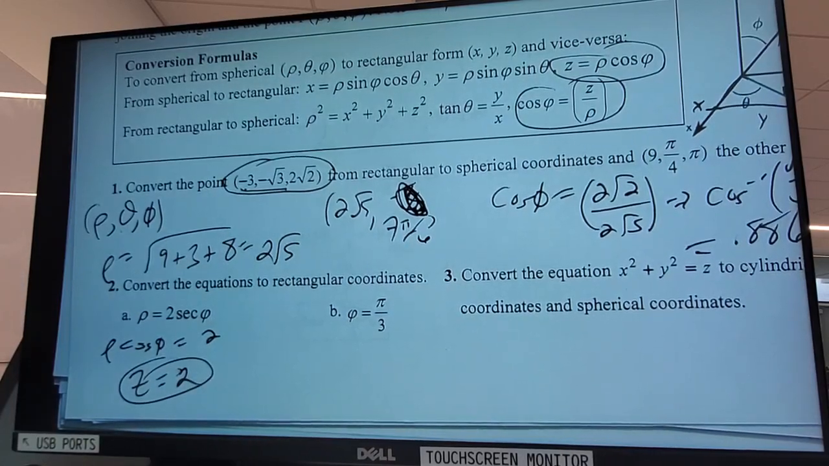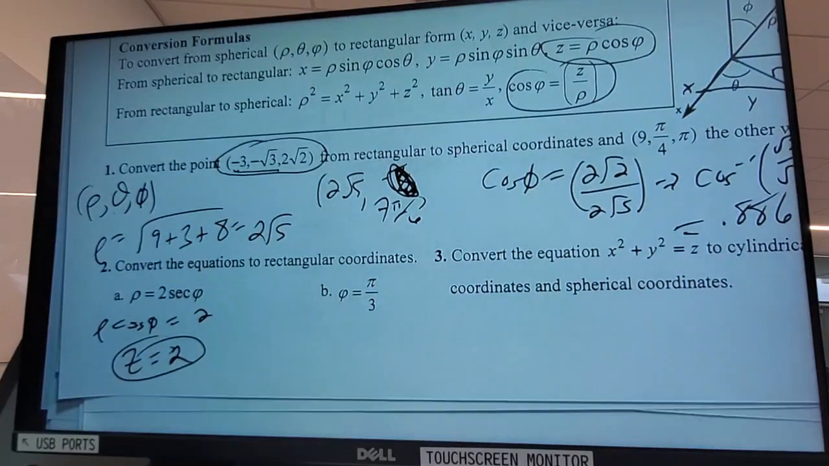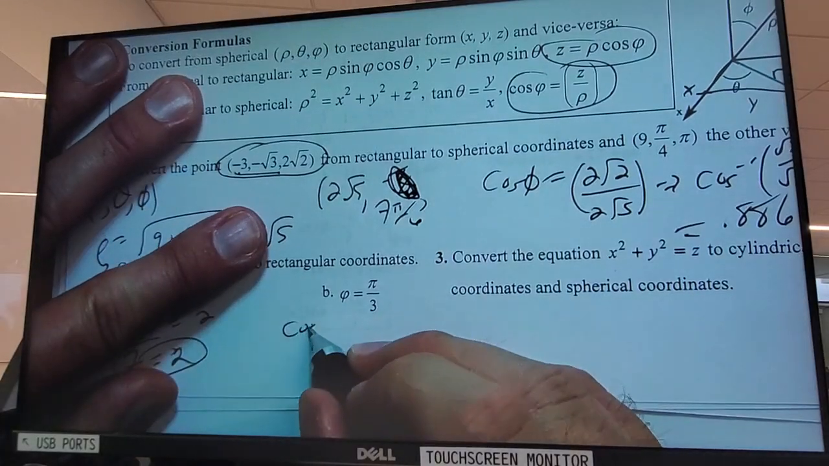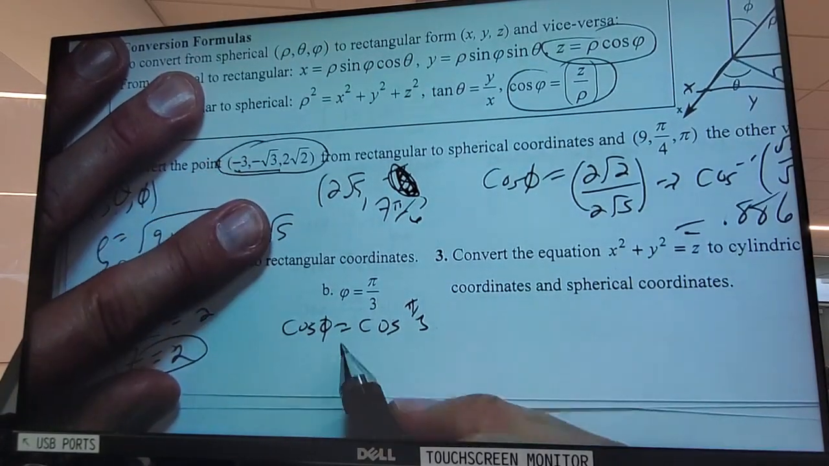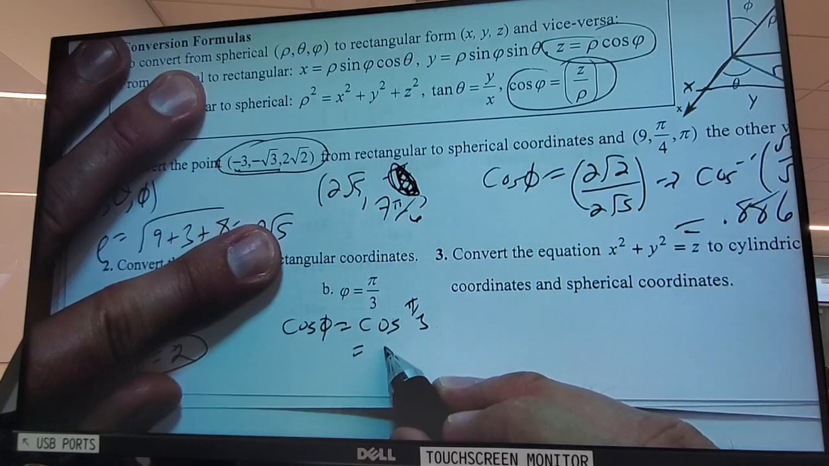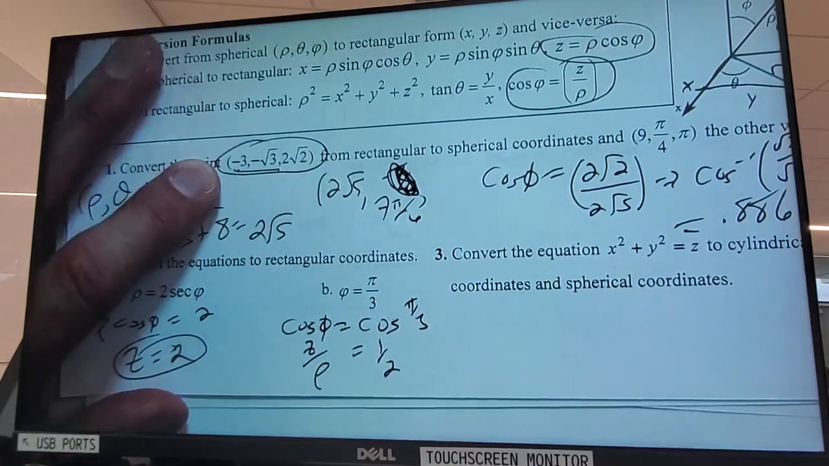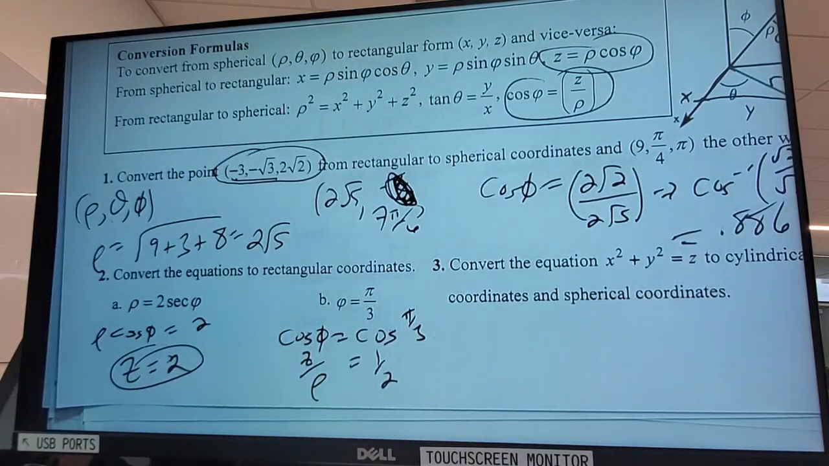So how would you do part B? Yeah, what you got? Not inverse cosine, just cosine. If I take the cosine of both sides, what's cosine phi? Well, okay, cosine of pi over 3 is, like you said, 1/2. What's cosine phi? Z over rho. And what is, let me see, wait a minute, this one's a little bit trippier. Oh no, this one's the one that's got a little trick to it. Shoot, what was this one?